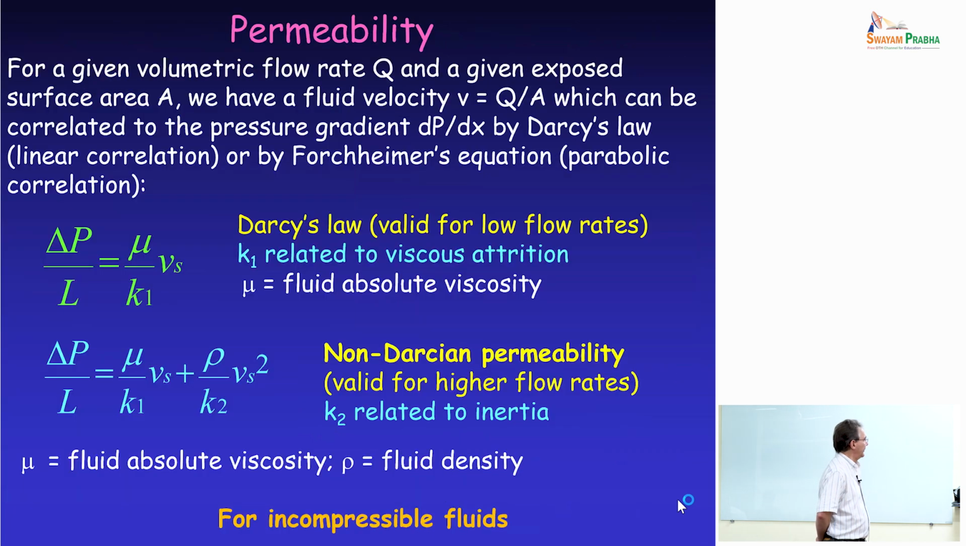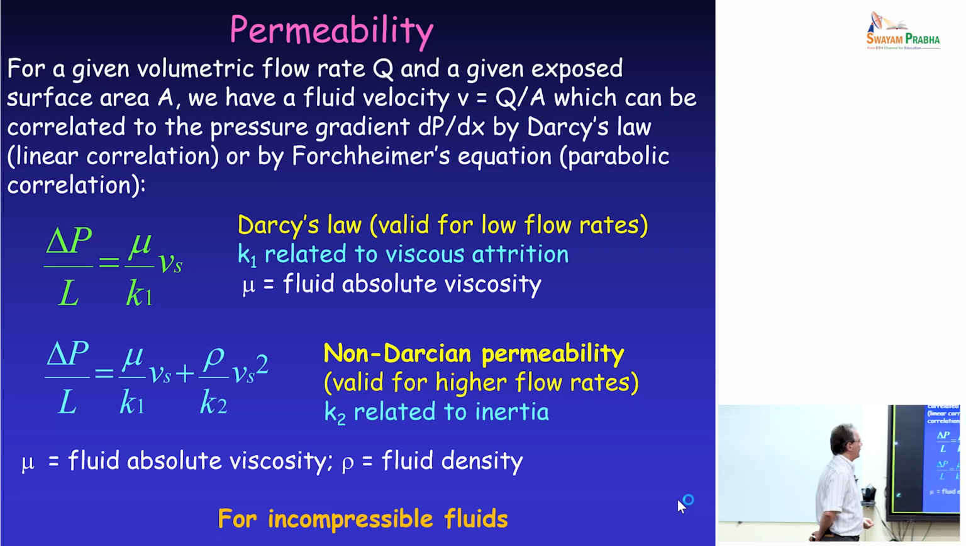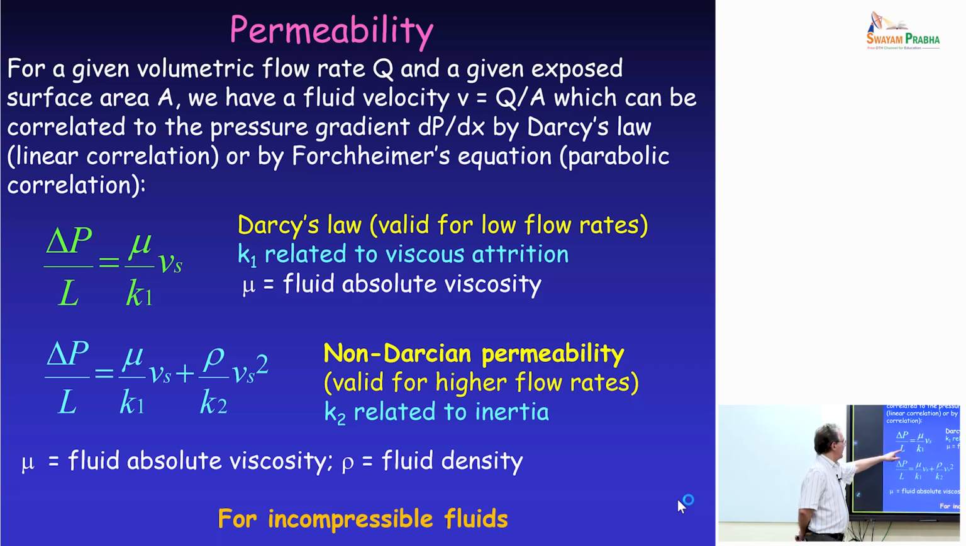The last property I will be discussing is permeability. And you can describe the permeability using Darcy's law, which is valid for low flow rates. And you have a parameter K1, which is related to the viscous attrition within the material. This is the length of the material. This is the pressure drop. And this is the viscosity.